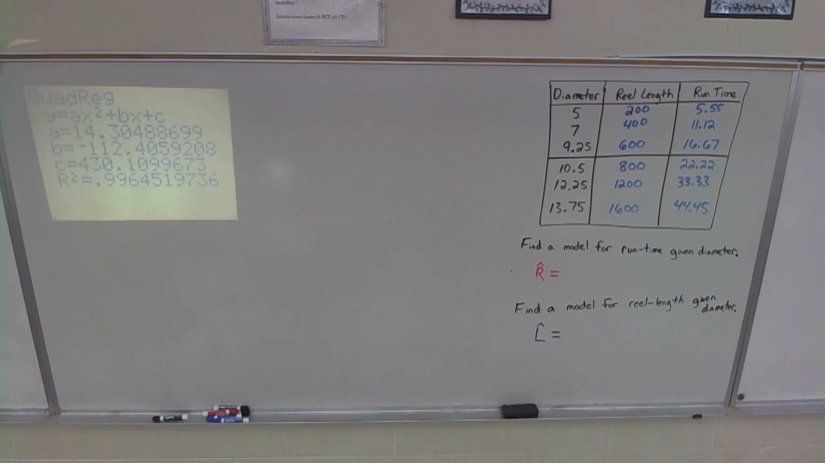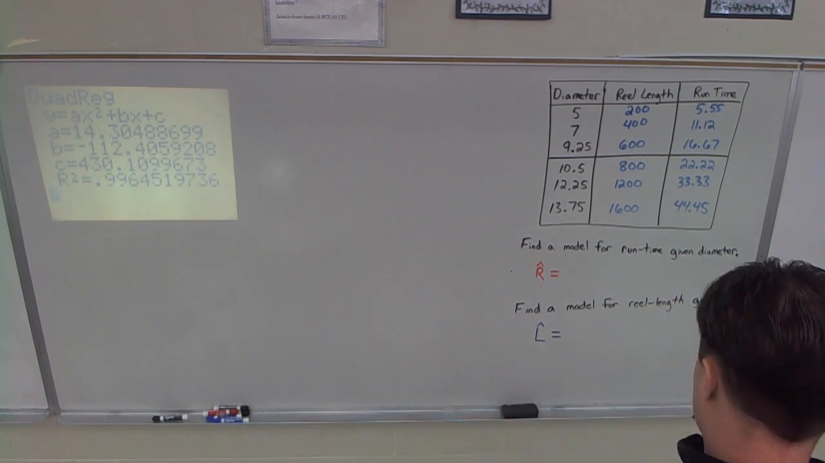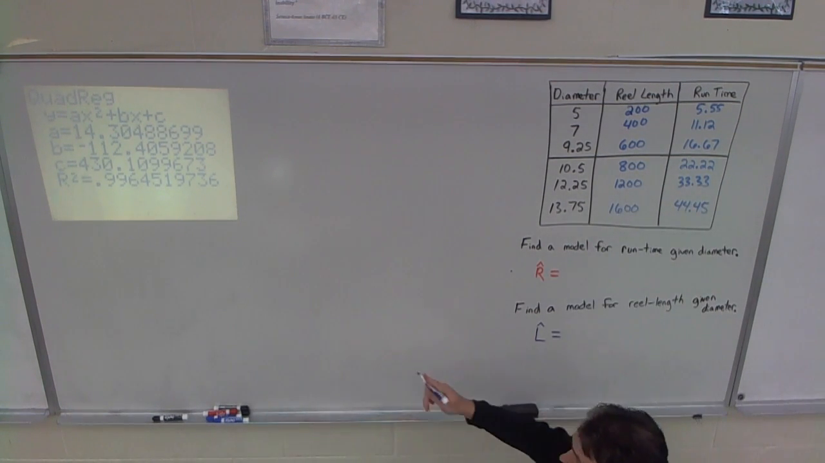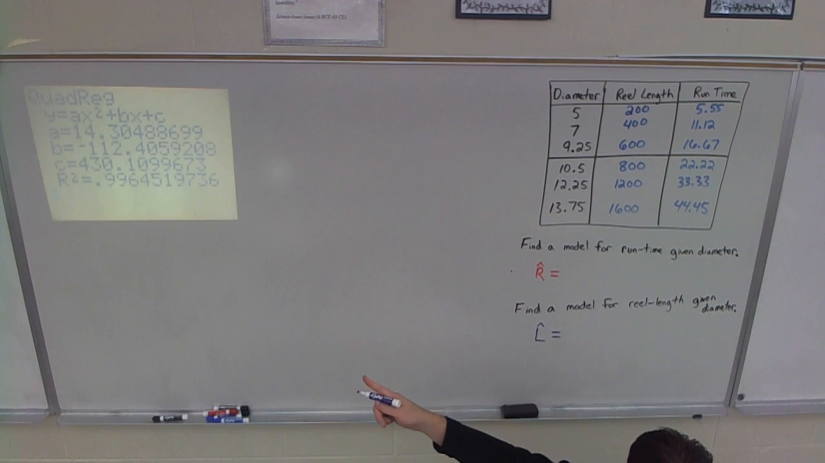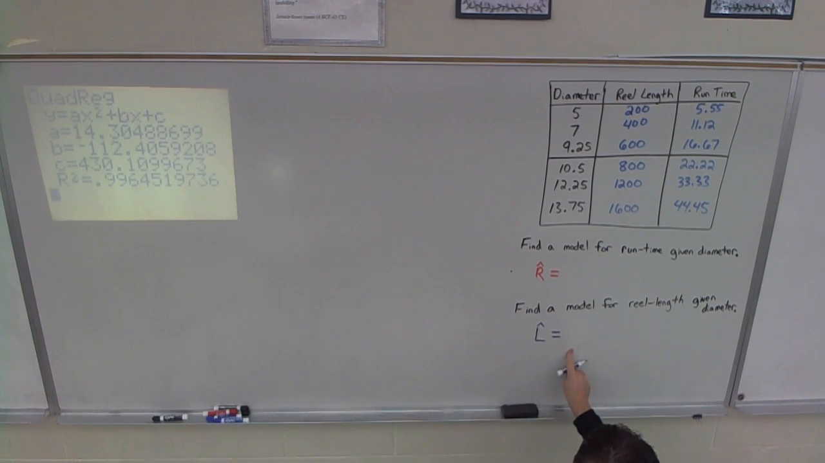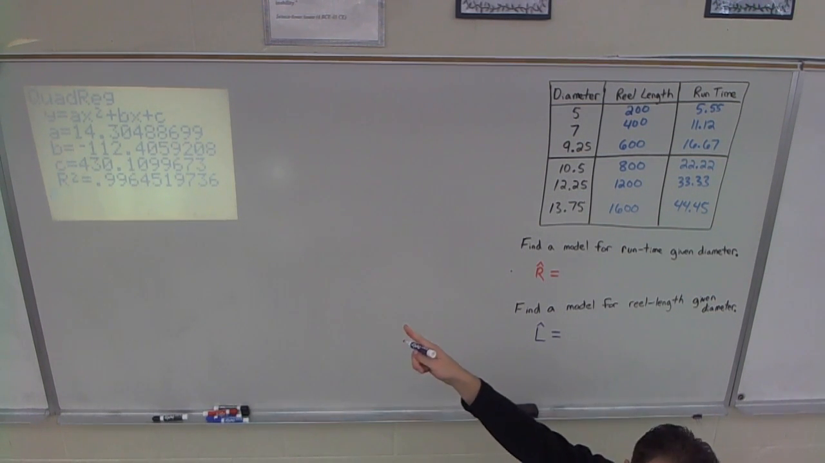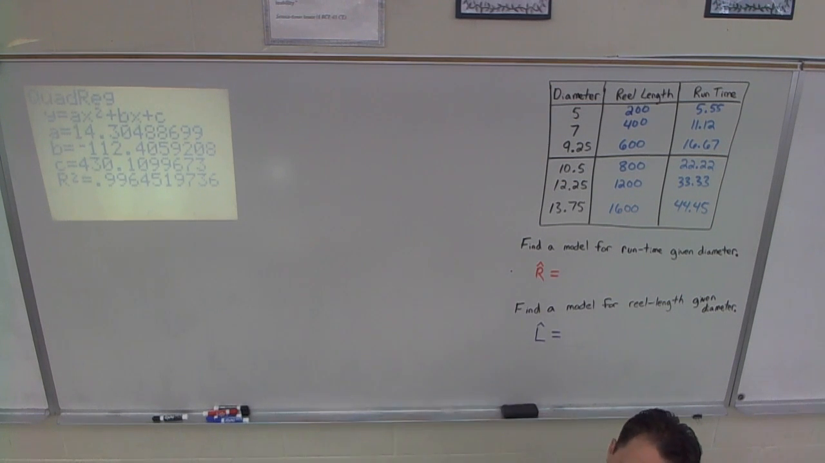Quadratic regressions don't have an R, they do have an R squared. I'll explain what R squared is at the end of the semester. I don't want to overload you right now. So let's write it down. Remember, that's calculator barf. I don't want calculator barf. I want a parabola. The calculator output shows you how to make a parabola.